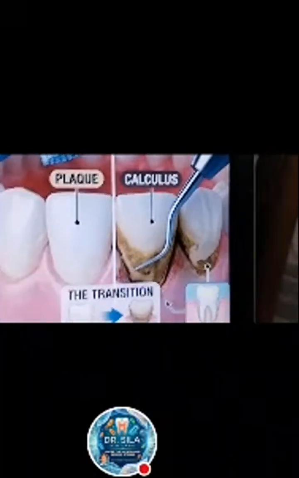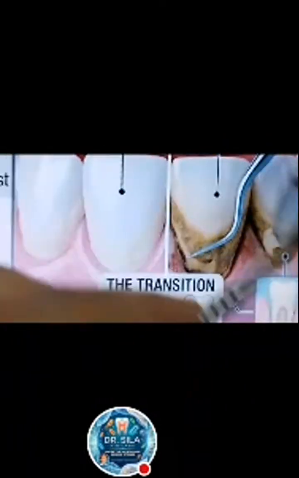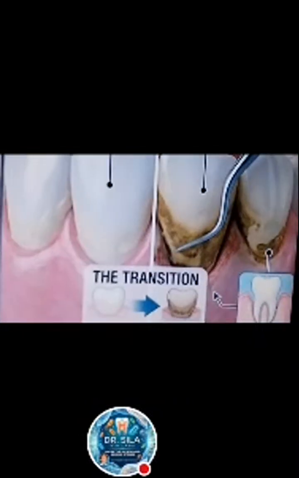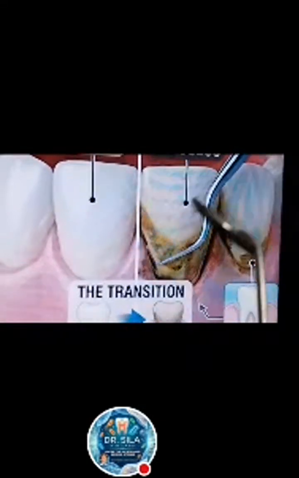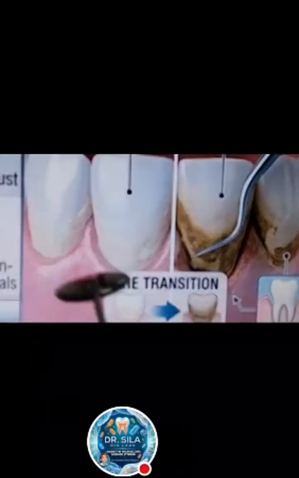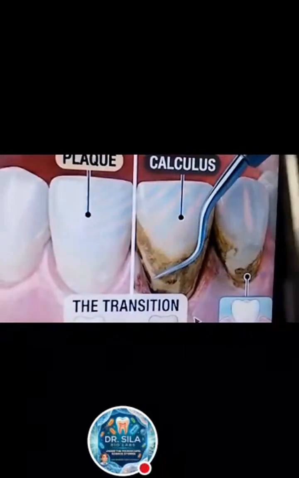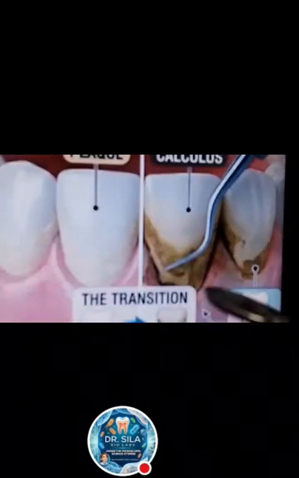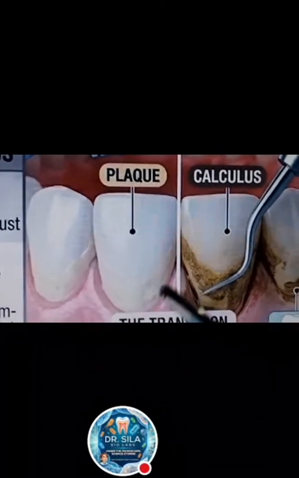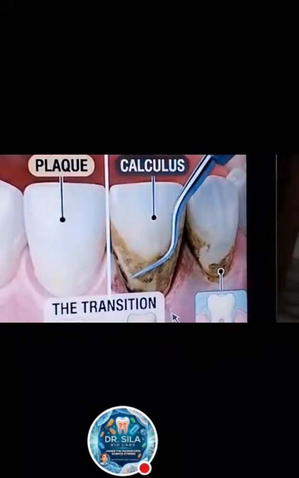Okay, so plaque to calculus. As we discussed, plaque is soft and sticky, calculus is rock hard. Plaque has salivary proteins and living bacteria, while calculus is calcium phosphate crystals. Plaque can be removed by brushing and flossing, and calculus can be removed by scalers and curettes. Plaque causes mild, reversible inflammation, and calculus causes permanent, irreversible bone loss, periodontitis.